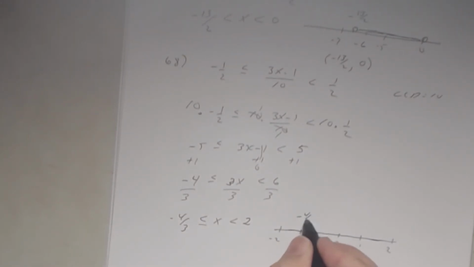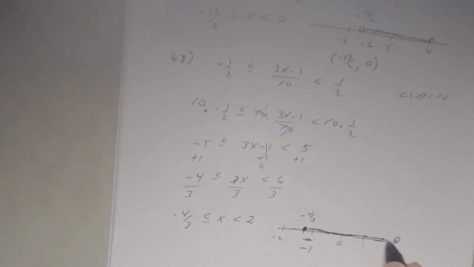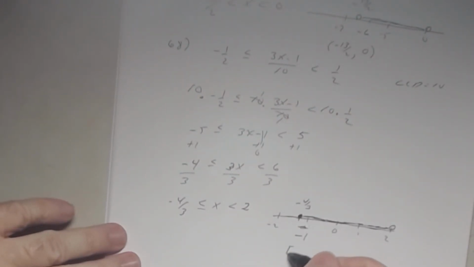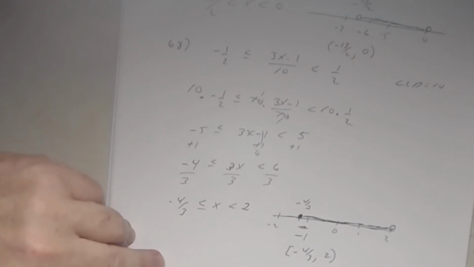It says negative 4/3. Open or closed circle? Closed. For 2, open or closed? Open. And I shade in everything between them. All right, what's the interval notation? Okay. All right, let's do one more with this.